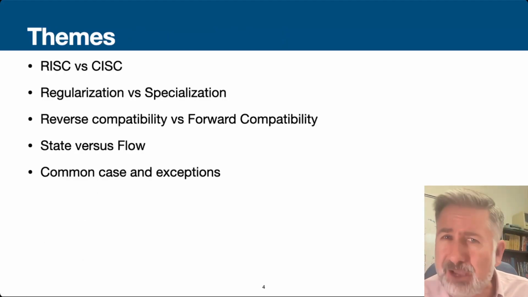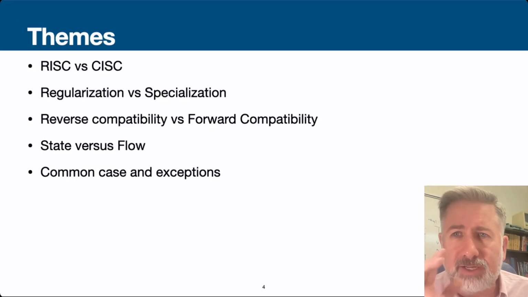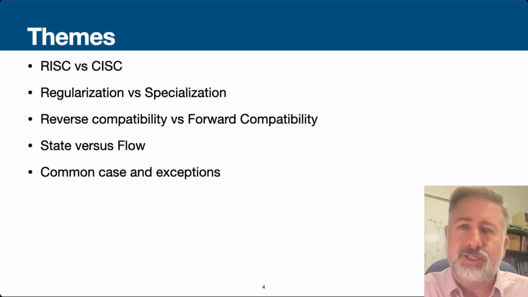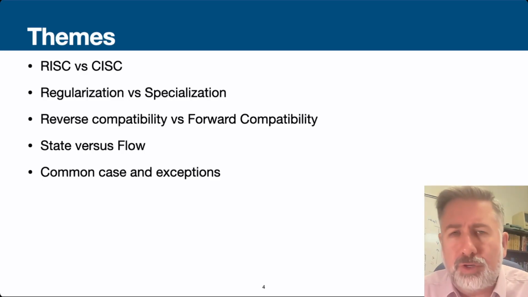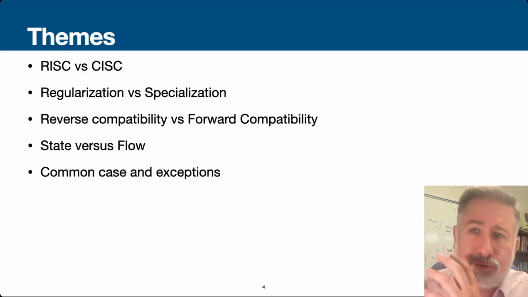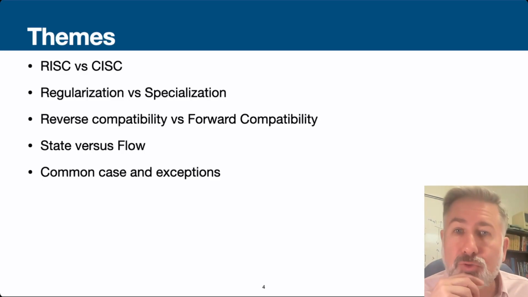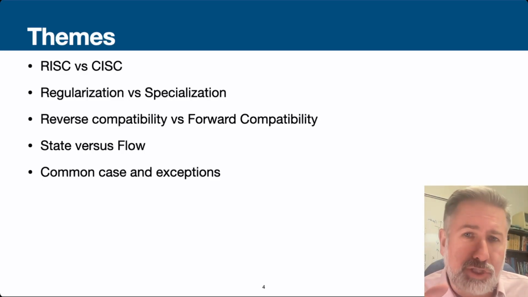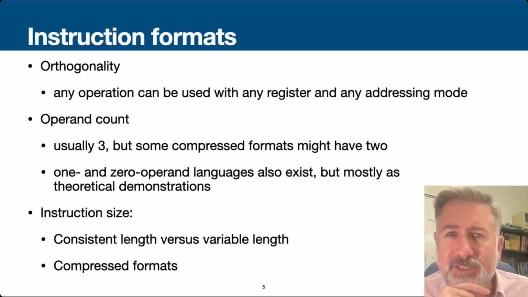So a few themes will emerge here: reduced instruction set versus complex instruction set, regularization versus specialization, right? Trying to make everything look the same as opposed to making everything specialized. And there's a quote in the Patterson and Hennessy book that says, make the common case fast. So the regularization is to try to make as much look like itself so that you can make those processes a lot faster. And then we'll look at whether or not the machine maintains a state of information or not. And then we'll look at common cases and exceptions.